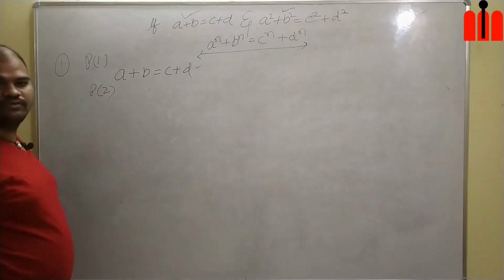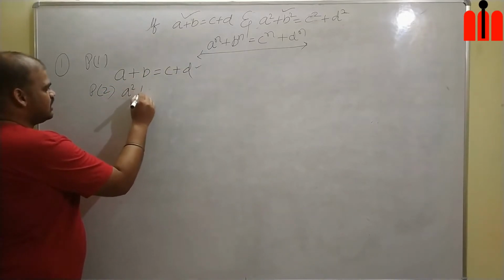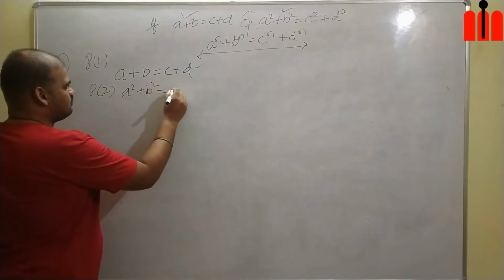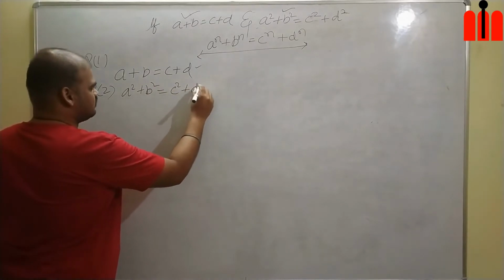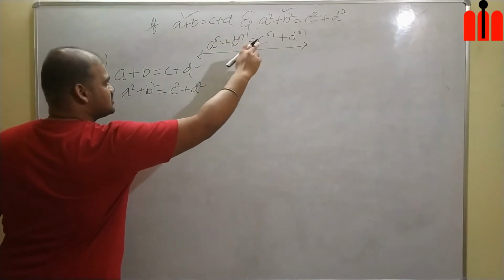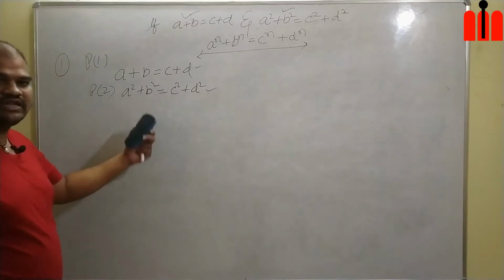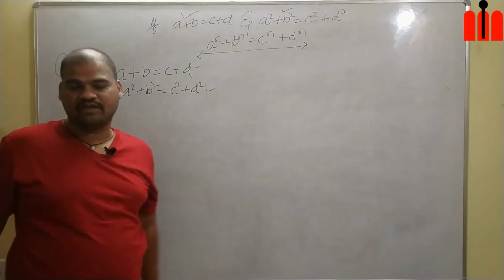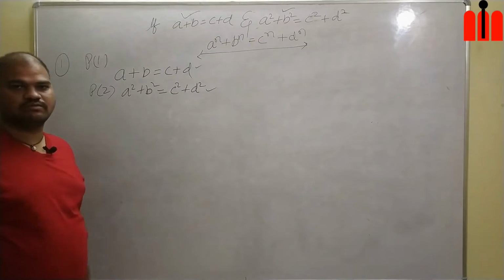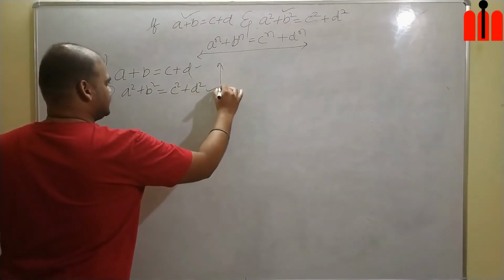Now, another initial value, P2. Given data, we will get a square plus b square equal to c square plus d square. In this statement, you put n equal to 2, then you will get a square plus b square equal to c square plus d square. This is also true. How are we telling this is true? Because this is given data, a square plus b square equal to c square plus d square. So these two are true, right?